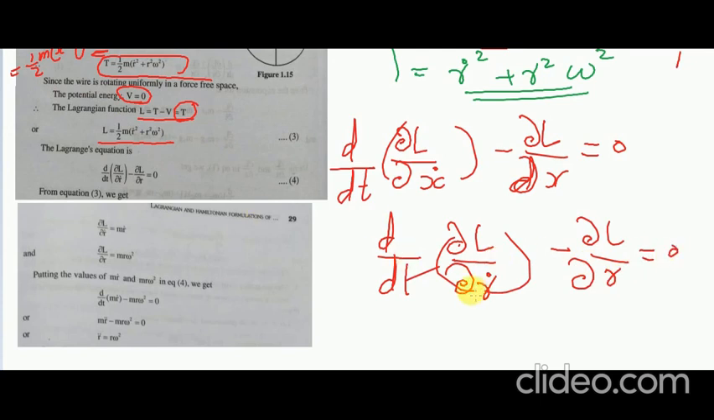Substituting the first bracket term dou L by dou r dot, you have to differentiate the Lagrangian with respect to r dot. When you differentiate with respect to r dot, only the first term remains, that is half m times r dot square, which becomes 2 r dot. So the half cancels, and that gives m r dot for the first bracket. So d by dt of m r dot minus the second term, dou L by dou r. Differentiate L with respect to r, the second term, half m times r square omega square, becomes 2 r omega square, and the 2s cancel, so it will be m r omega square. So minus m r omega square equal to 0.